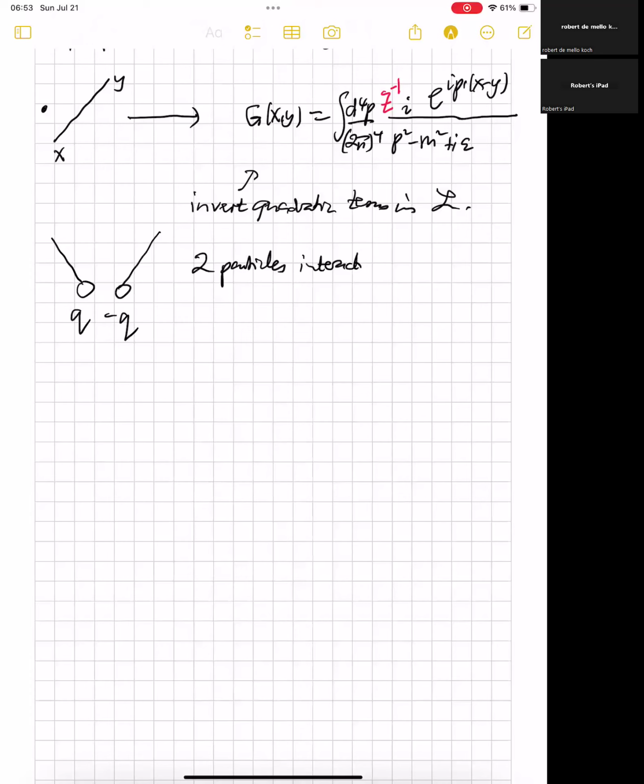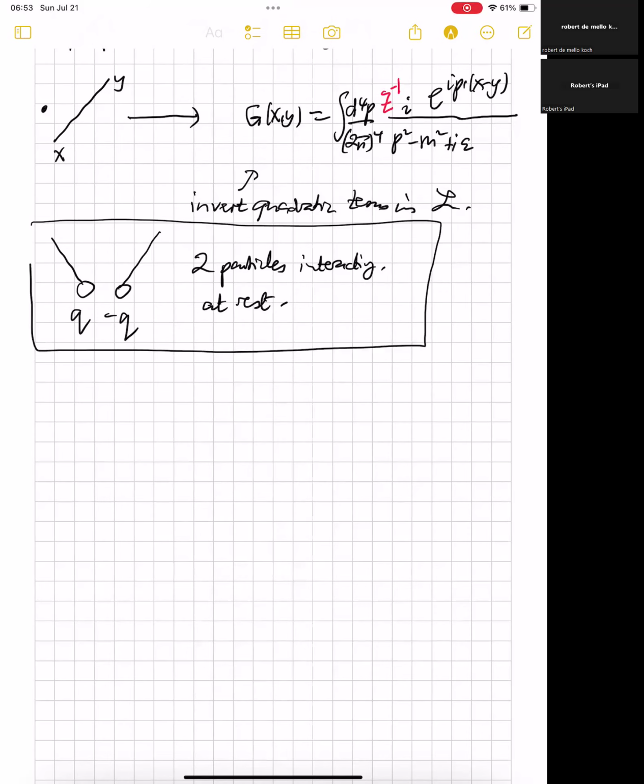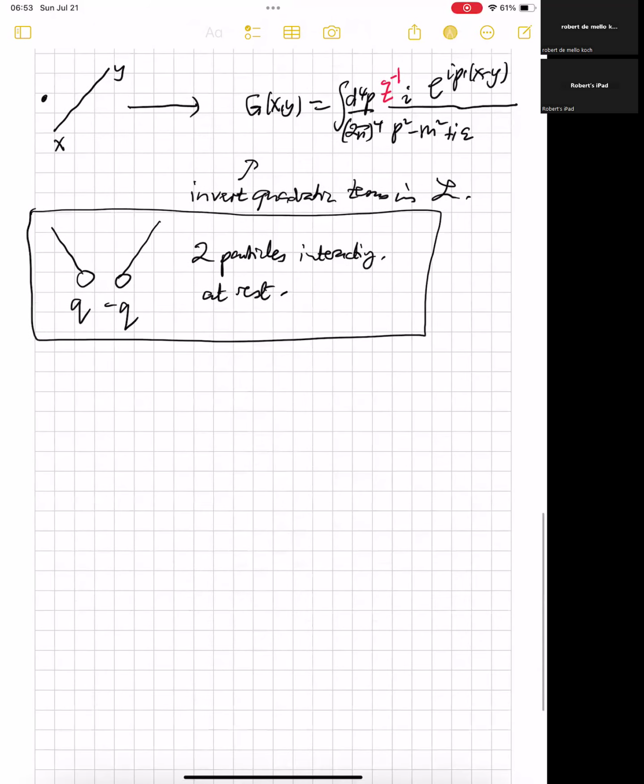And also the particles were at rest. Okay, so these were the key ideas that I want you to keep in mind. And let's now see how to define it.